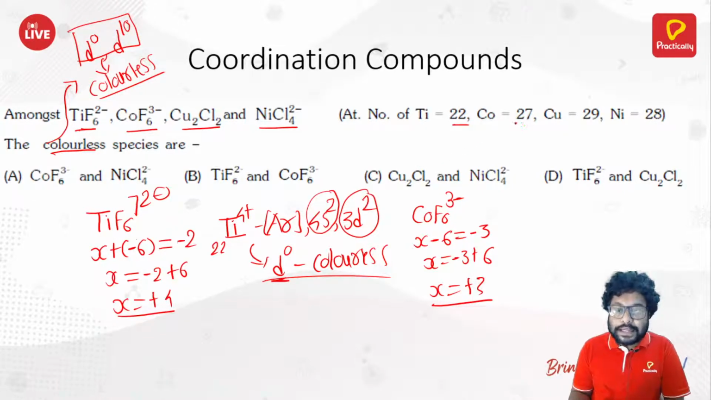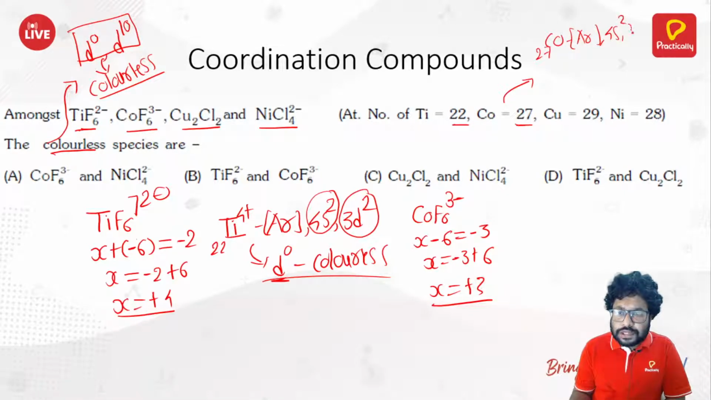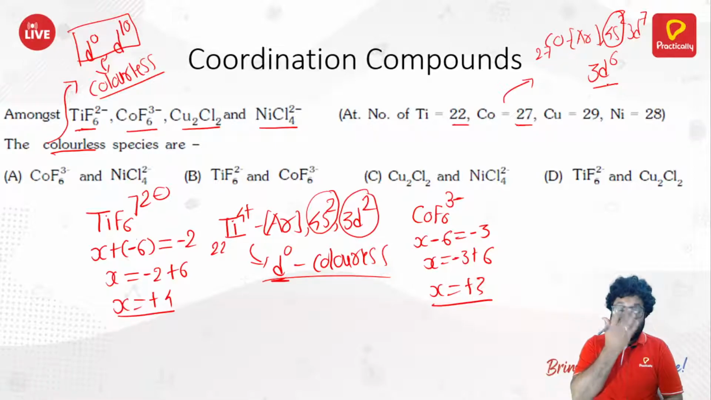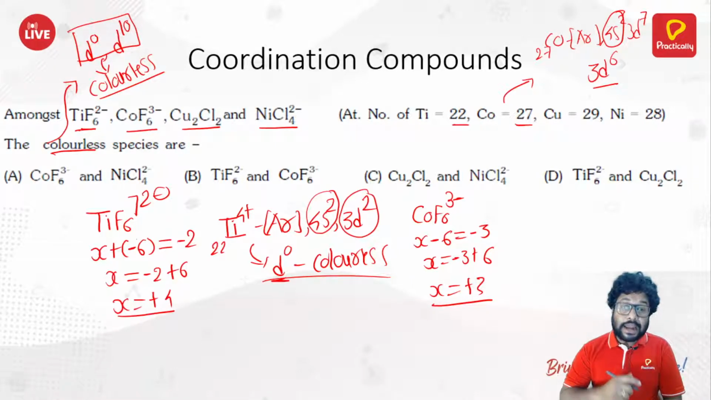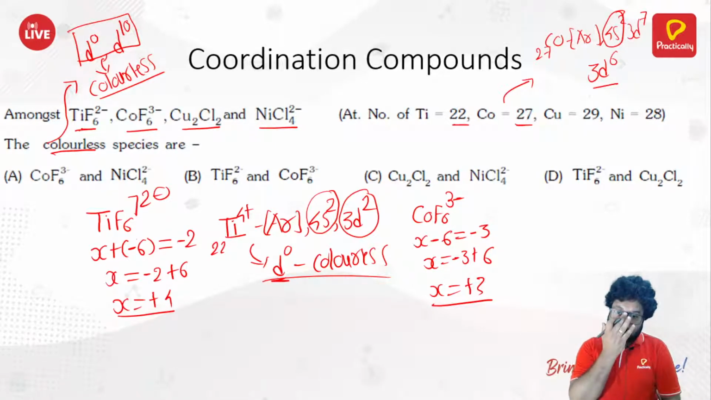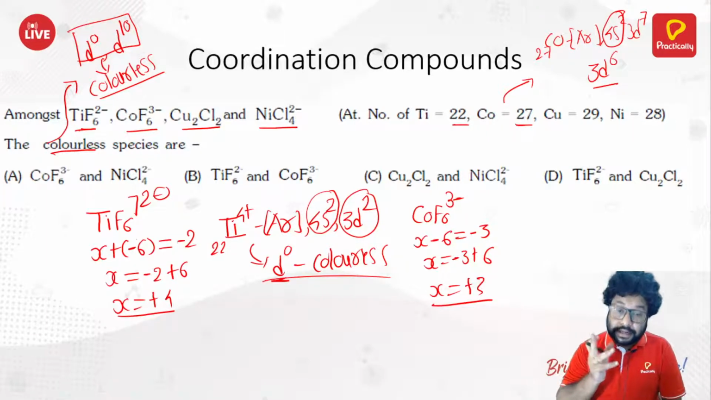Atomic number of cobalt is 27. So how would you write its electronic configuration? Cobalt 27: argon 4s2 3d7. Out of that, 3 electrons have gone. That means 2 electrons from s have gone and 1 electron from d has gone. That means it's a 3d6 system. So it has some d electrons, and since it has some d electrons, it cannot be a colorless species.